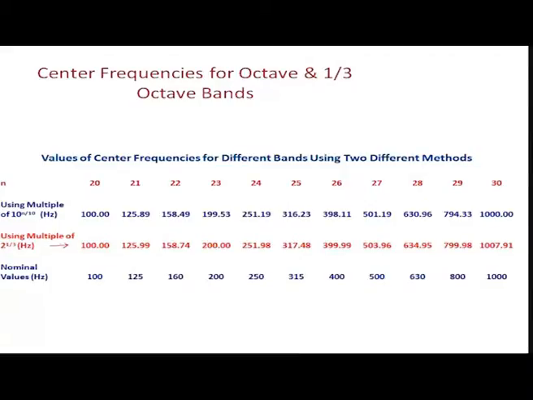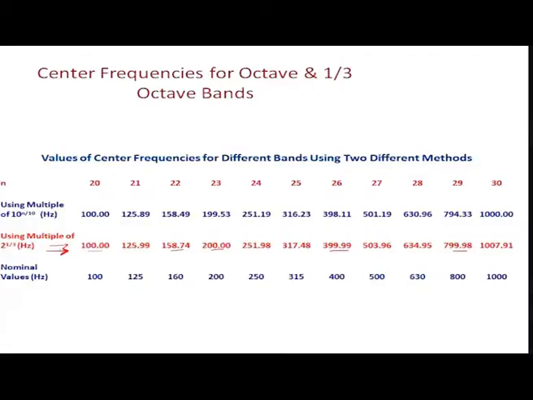What do we have? Let us say we start with 100 hertz, we multiply it by 2 to the power of 1 by 3, we get 126 or 125.99, then we get 200, and then we get 400, and then we get 800, and so on and so forth. This is one method of computing the central frequencies.